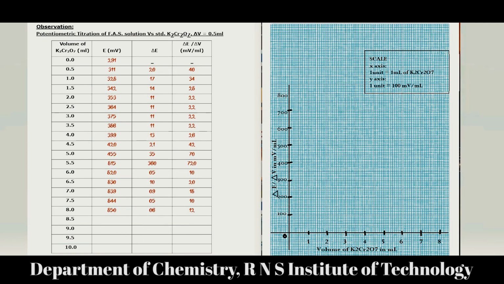For these values, we need to plot the graph. The graph is delta E by delta V on the y-axis versus volume of K2Cr2O7 on the x-axis. Now if you see, the first value is 40. So for 0.5 ml, the value is 40. Mark and round it up. Second, for 1 ml, the value is 34. Likewise, if you do the calculation, you will get all the values somewhere below 100. Mark all those points in the graph.